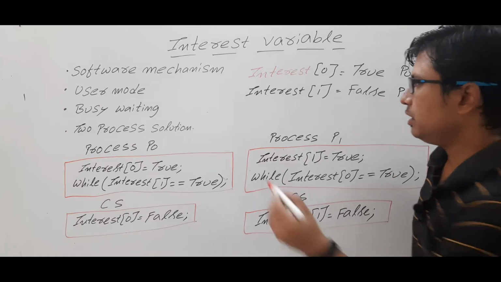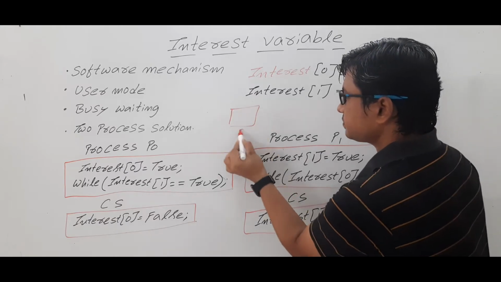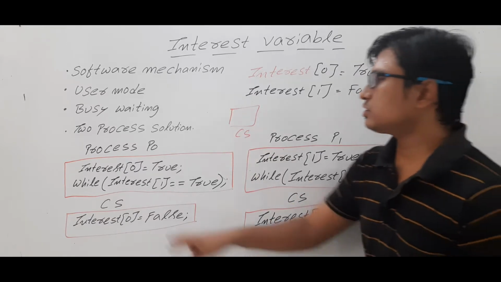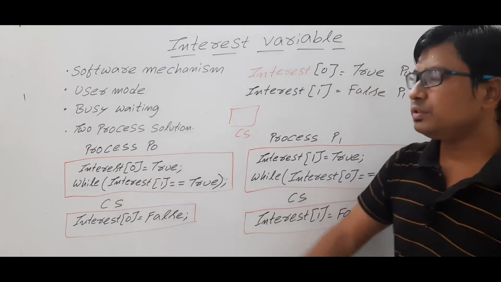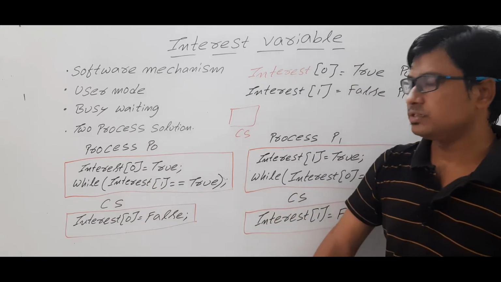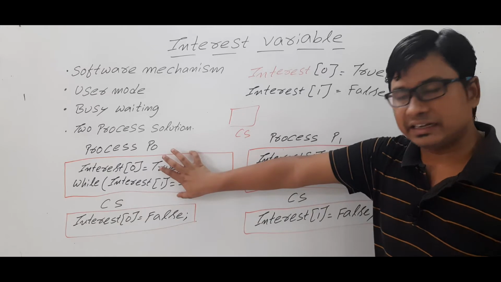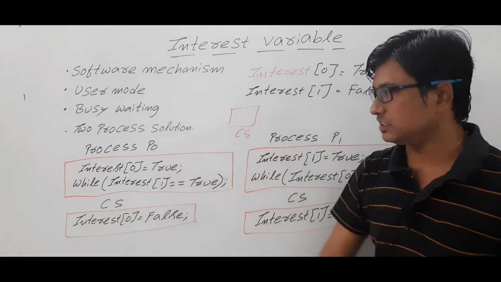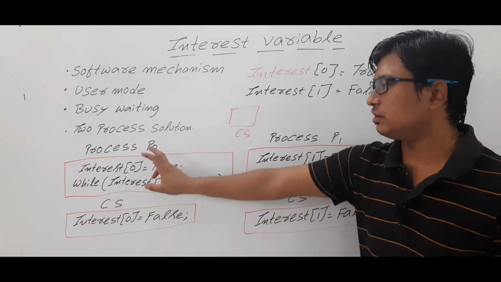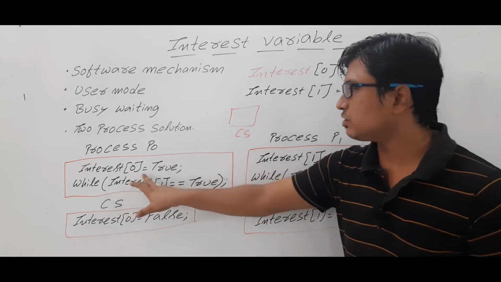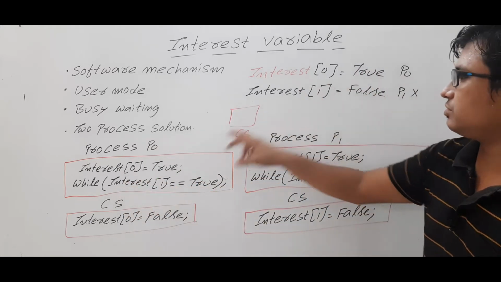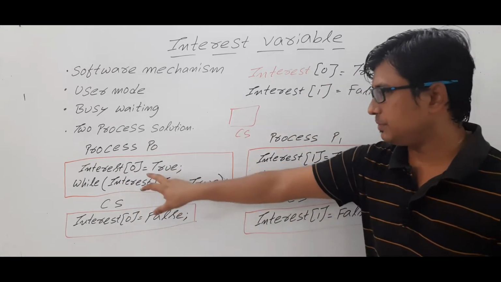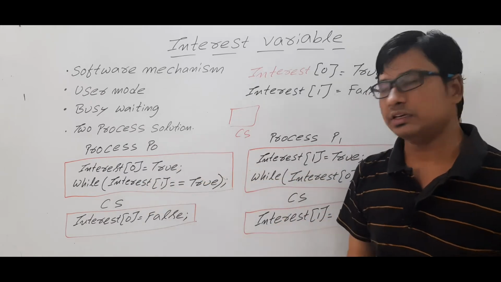Now look here. We have a critical section. Now interest of 0 is equal to true. We know that any process synchronization mechanism will have the entry section and then the exit section. Now look at the entry section of the process P0. Interest of 0 is equal to true. Am I right? It means it is showing interest to enter into the critical section.